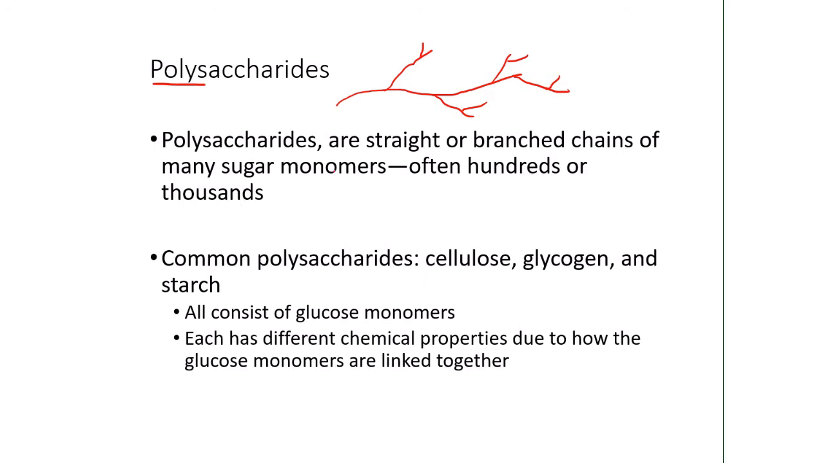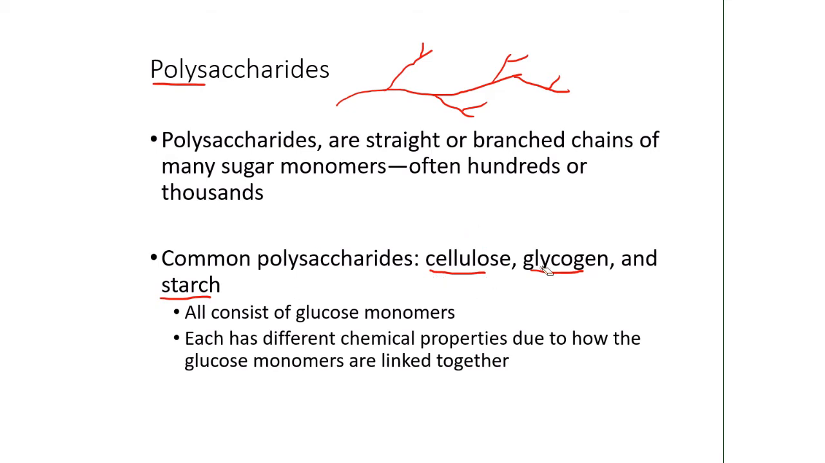These often have hundreds or thousands of sugar monomers. They don't always have to be glucose; it could be a combination with other types of monomers. Common polysaccharides include the following: cellulose, glycogen, and starch. We're going to explain the function of these on the slides coming up.